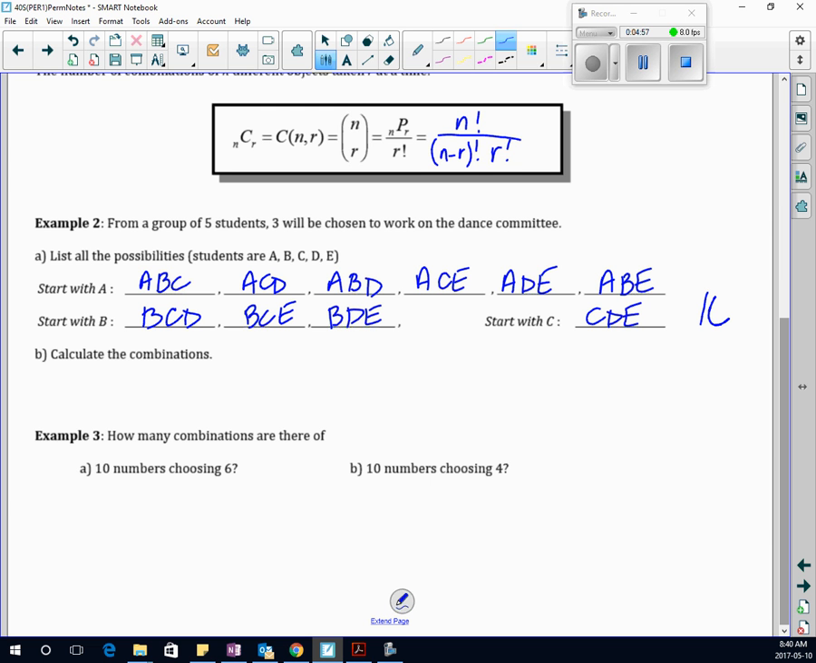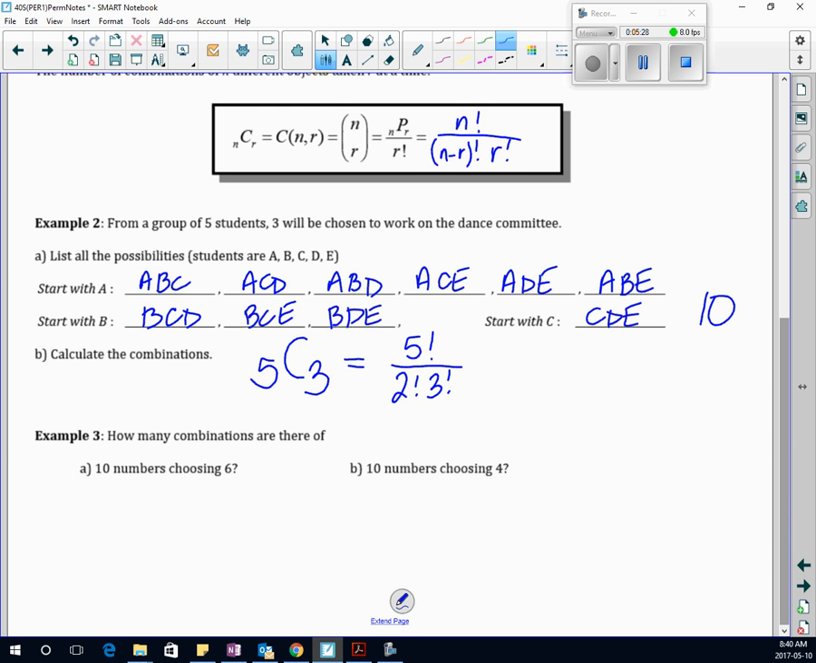Okay, so let's calculate it using combinations. So we have 5 we have to choose from, and we need to choose 3. So we're going to use the formula to calculate it. So how does the formula work? It's n factorial, so 5 factorial divided by 5 minus 3, so... sorry, I didn't subtract that right. That is 2, yeah. 2 factorial, 3 factorial.